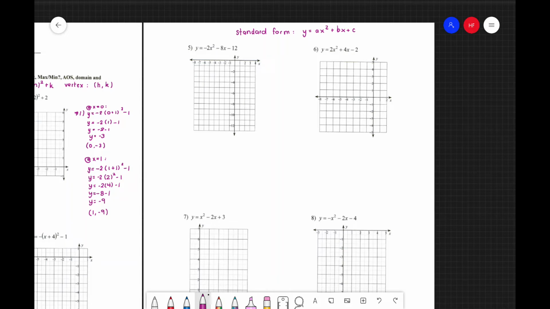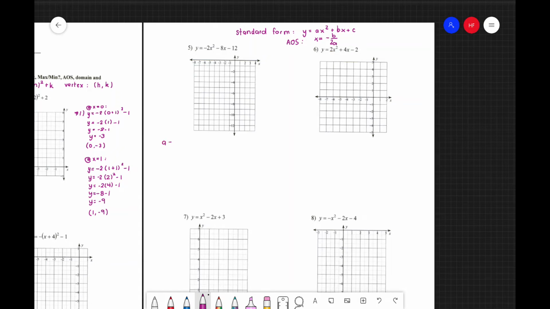So in standard form, the axis of symmetry is x equals, remember it's a vertical line, -b over 2a. So we just got to plug in our a and our b so that way we can find what the axis of symmetry is. And then in order to find the vertex, we have to plug in that x value and find what the y would be. So on number 5, we've got axis of symmetry.